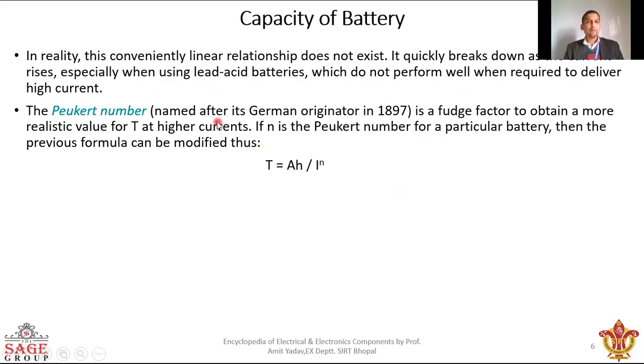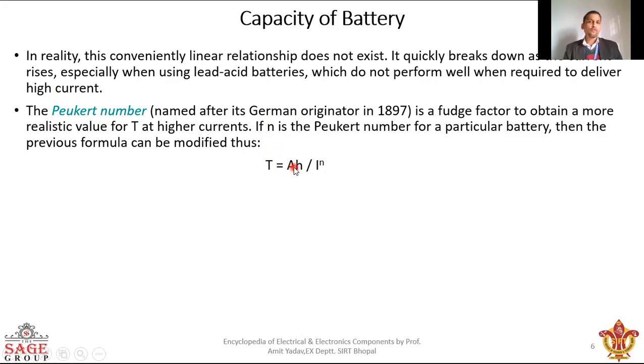Okay, this Peukert number is named after the German originator in 1897, and in this Peukert number, the manufacturer basically gives you a value of a small n. The Peukert number has a value of a small n, which any battery manufacturer normally provides. Okay, so in the previous formula, there is a modification.